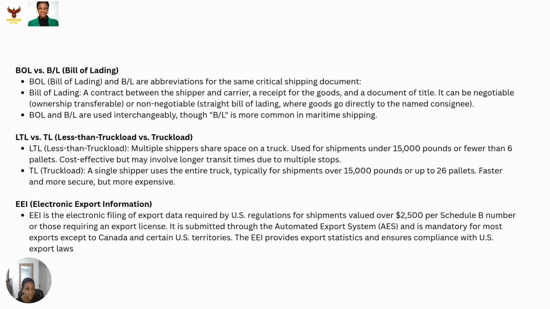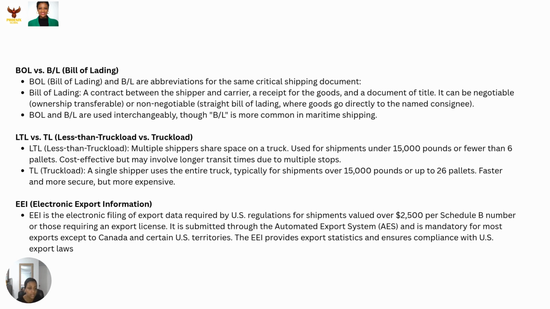LTL versus TL, less than truckload versus truckload. LTL: multiple shippers share space on a truck, used for shipments under 15,000 pounds or fewer than 6 pallets. Cost effective, but may involve longer transit time due to multiple stops. TL, truckload: a single shipper uses the entire truck, typically for shipments over 15,000 pounds or up to 26 pallets. Faster and more secure, but more expensive.